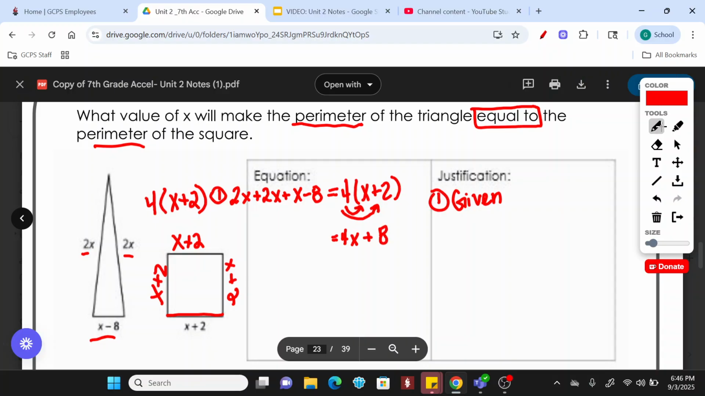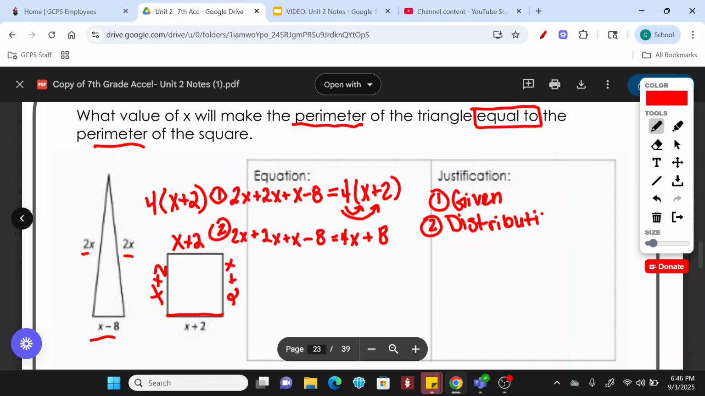So 2x plus 2x plus x minus 8. All right, this is step 2. So my justification for step 2 was distributive property. All right, next step. All right, so this is going to be step 3. Step 3 is combine like terms.